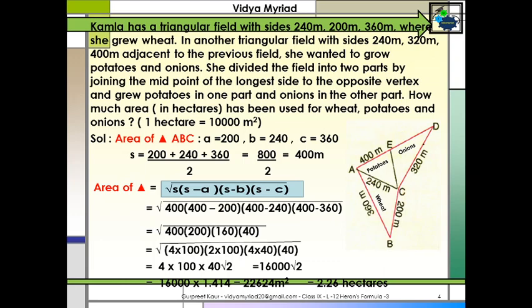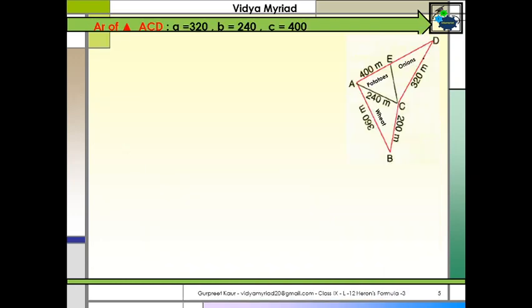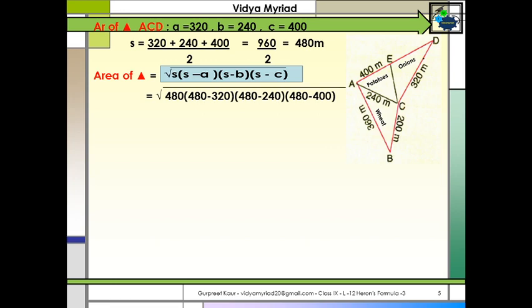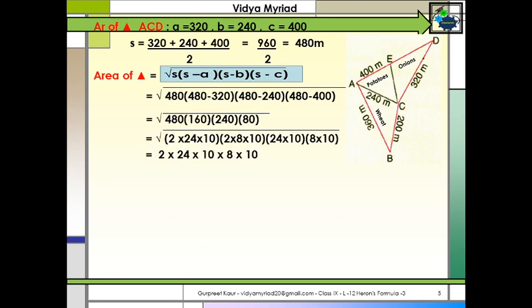Now I will find out the area of ACD, which is for potatoes and onions. But first I will find out the total area, because E is the midpoint, so EC is dividing it into two equal parts. So let's first begin it for making you understand. Now the area of triangle ACD: again I have all the three sides. With the help of Heron's formula, I will find out its area.